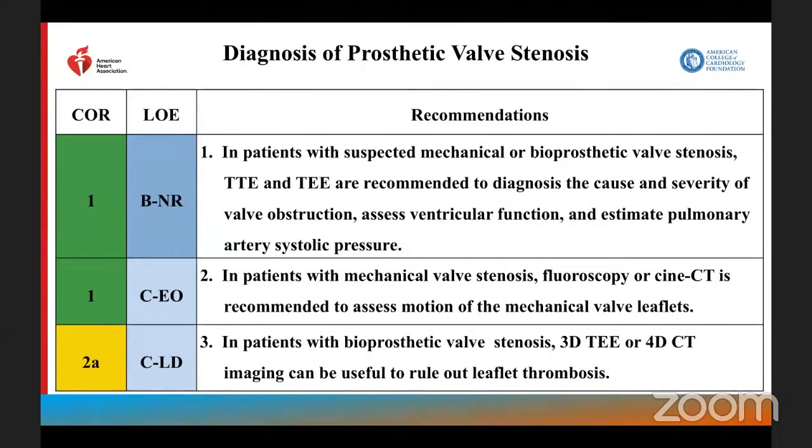For patients with suspected mechanical or bioprosthetic valve stenosis, a transthoracic and transesophageal echo are recommended to diagnose the cause and severity of valve obstruction, assess ventricular function, and estimate pulmonary artery systolic pressure as a class 1A. In patients with mechanical valve stenosis, fluoroscopy or cine CT is recommended to assess motion of the mechanical valve leaflets as a class 1, level C. In patients with bioprosthetic valve stenosis, a 3D transesophageal echo or 4D CT imaging can be useful to rule out leaflet thrombosis as a class 2A, level C.